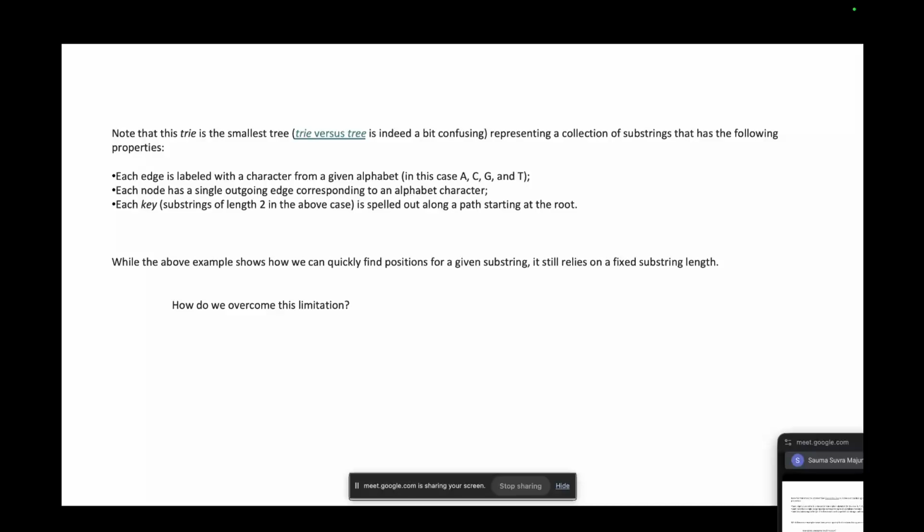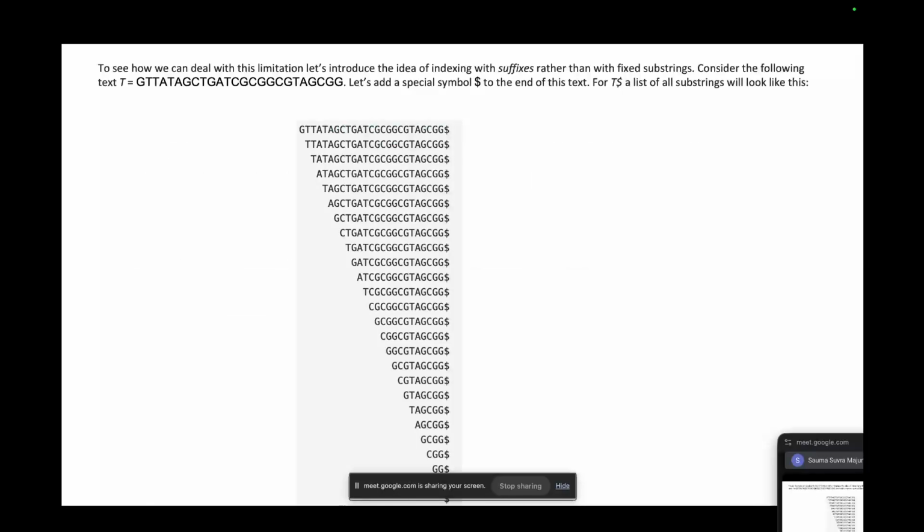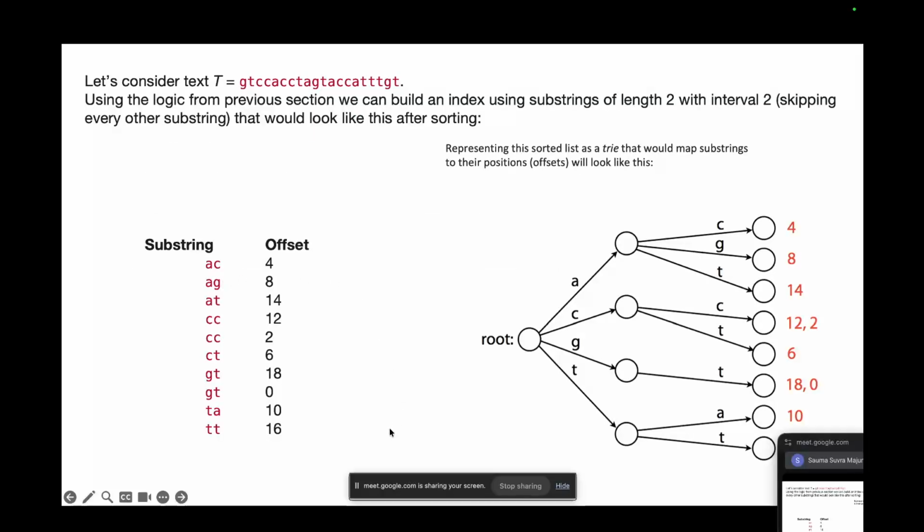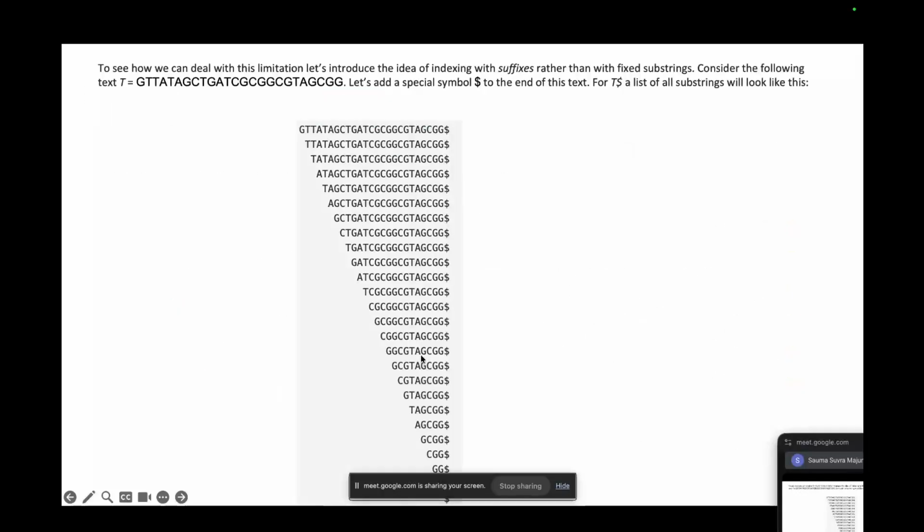Tries, trees, and suffix arrays. Generally, what we do is, for example, you have a text like this. This is a very long text.